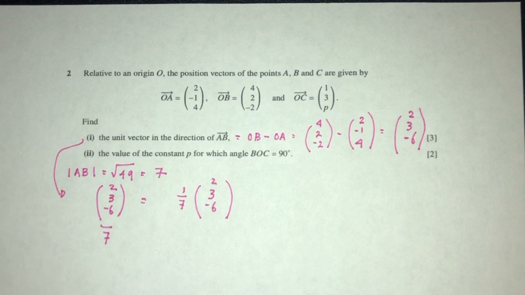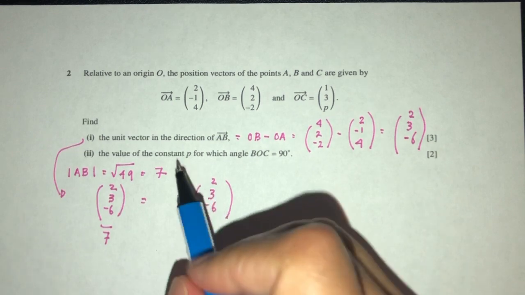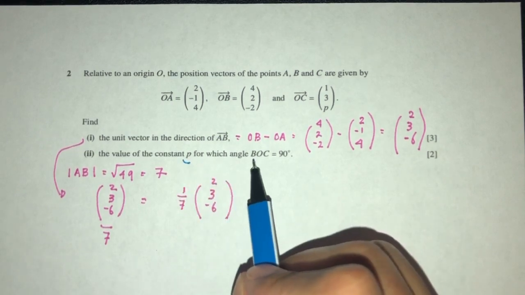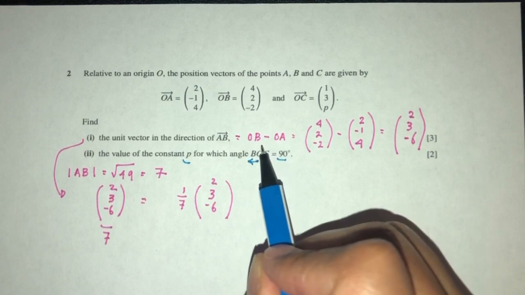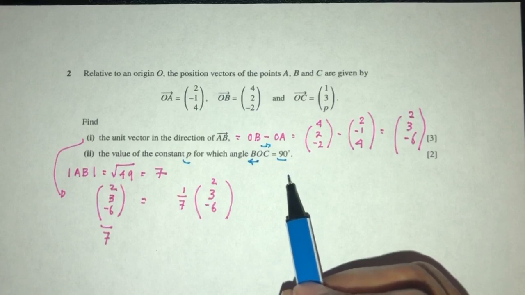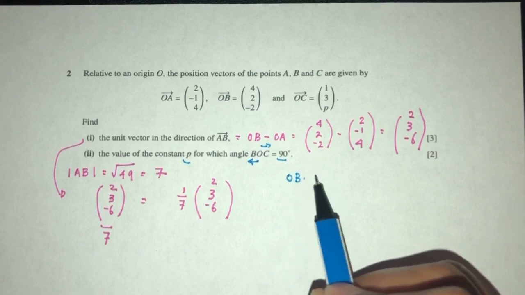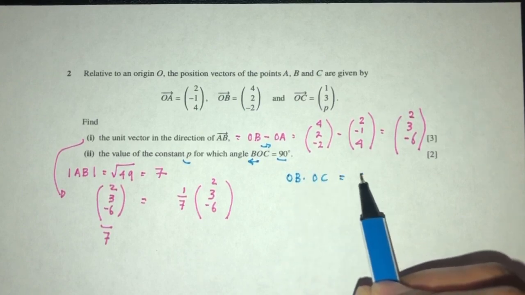Now for part 2, we have to find the value of P for which the angle BOC is 90. So BOC from here, OB going to B and OC going to C. So the dot product of OB and OC has to be 0.